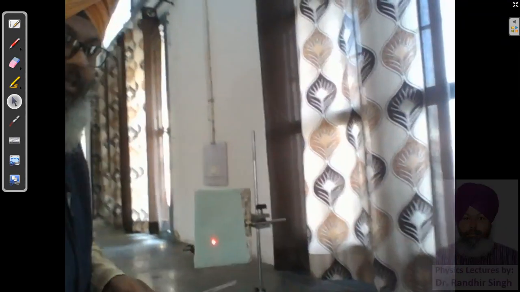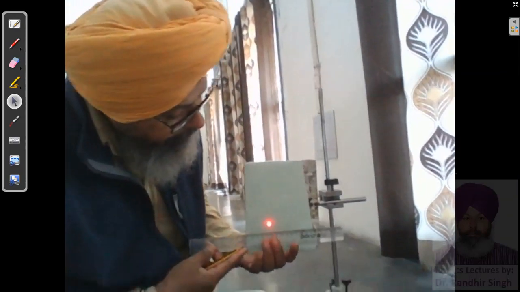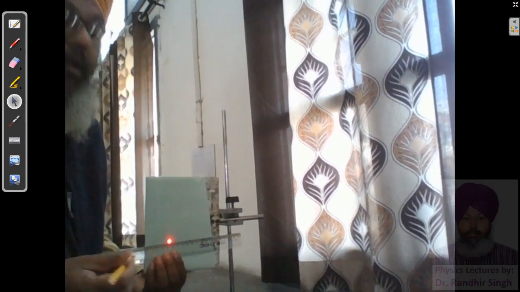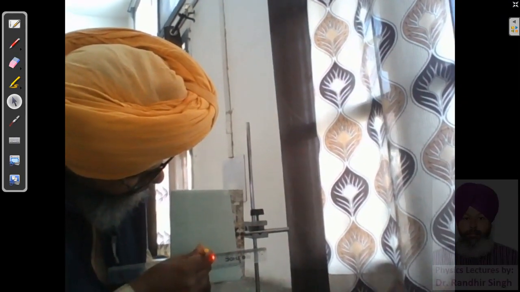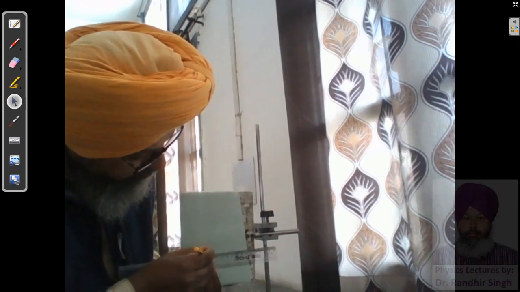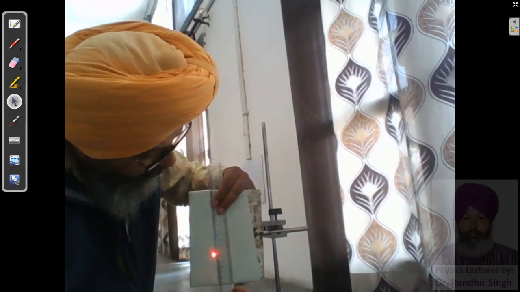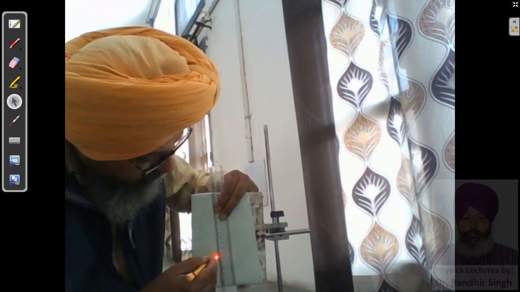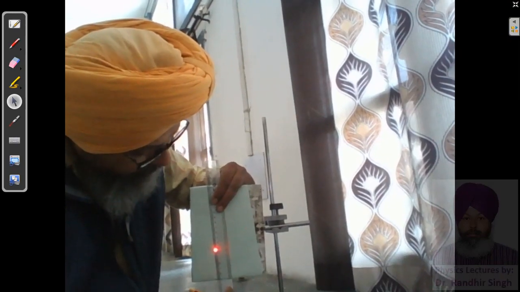I would request Professor Kuldeep Kaur and Rajbir Kaur to help me in marking the tangents. Now you can see I am drawing a tangent at the bottom. Now I am drawing a tangent at the top. Now I am drawing a tangent on the right side, but you will see it on the left side because our images are laterally inverted. And now I am drawing on the other side.